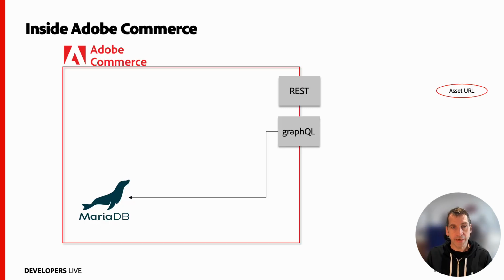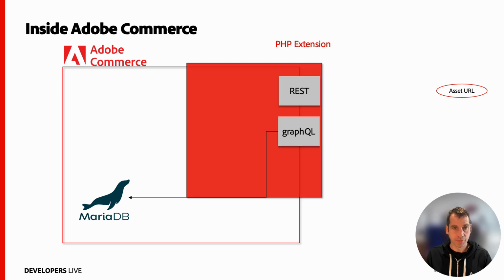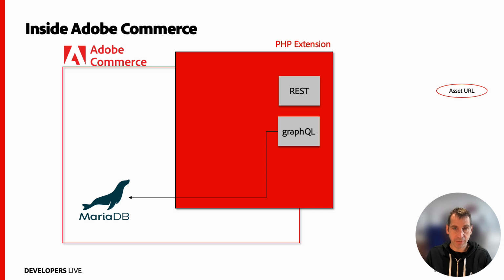Now, let's take a deeper look at how Adobe Commerce handles asset updates. There is a PHP extension in place that extends the existing REST and GraphQL APIs to expose the new endpoints to allow incoming asset updates, which can be installed using Composer.